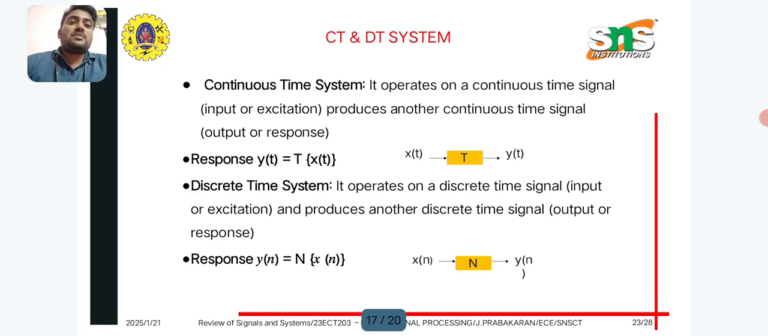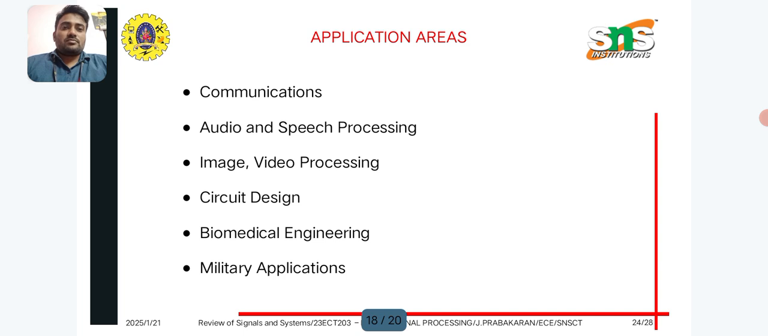These are the types of systems: continuous time system and discrete time system. A continuous time system operates on a continuous time signal, which is an analog signal, and produces another analog signal, that is the output response. Whereas a discrete time system operates on a discrete time signal and produces another discrete time signal. Some of the application areas are communication, audio and speech processing, image and video processing, and biomedical engineering.